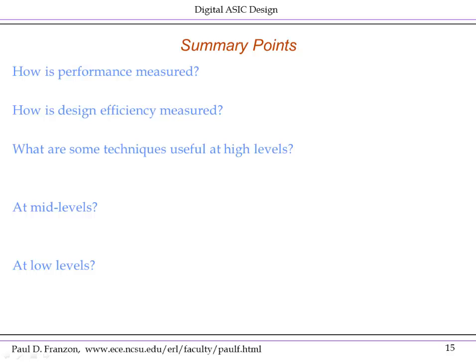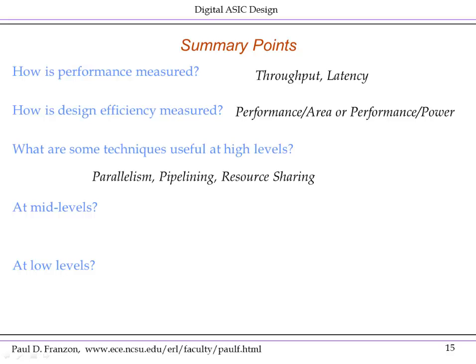So that brings us to the end of this set of notes. I have some summary points, just to remind you of some things. How is performance measured? Throughput, operations per second, or latency, seconds to complete a specific operation, are the typical metrics. How is design efficiency measured? Performance per unit area, or increasingly today, performance per unit power are the common metrics.